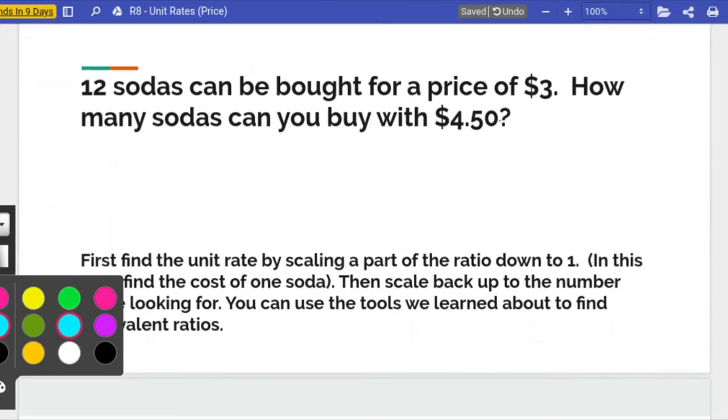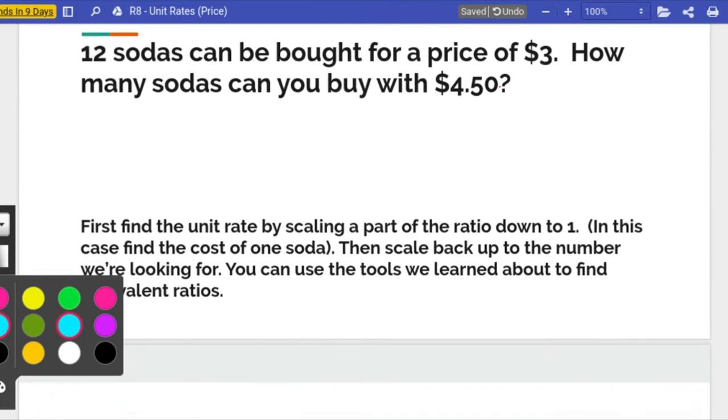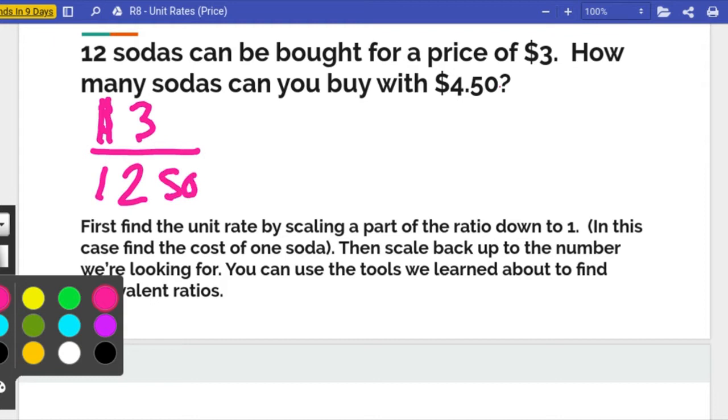All right, let's try another one. 12 sodas can be bought for the price of $3. How many sodas can you buy with $4.50? Okay, so we're going to first find the unit rate by scaling it down to 1. In this case, we're going to find the cost of 1 soda. You could find the cost per $1 or the cost per 1 soda, but for our problem, we're going to say that it is $3 for 12 sodas. I want to find how much is it for 1 soda.